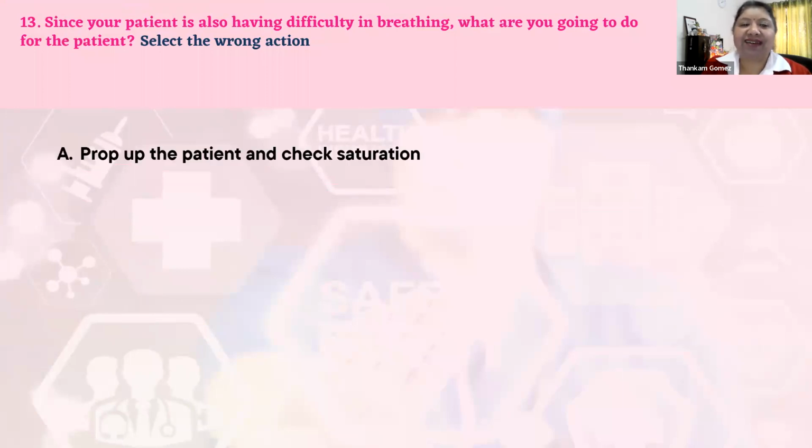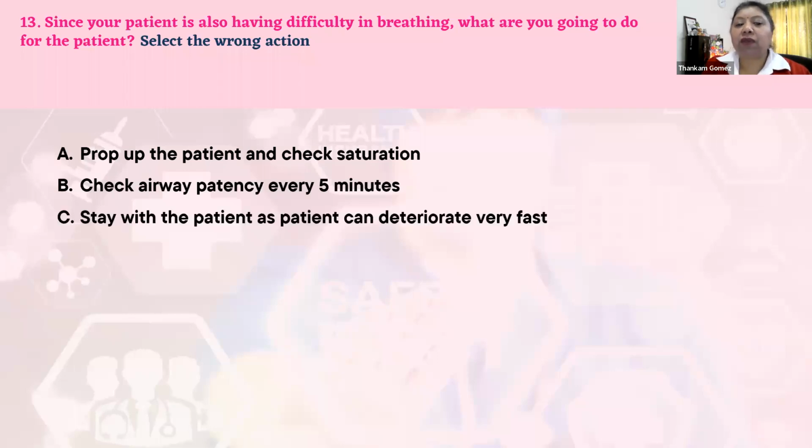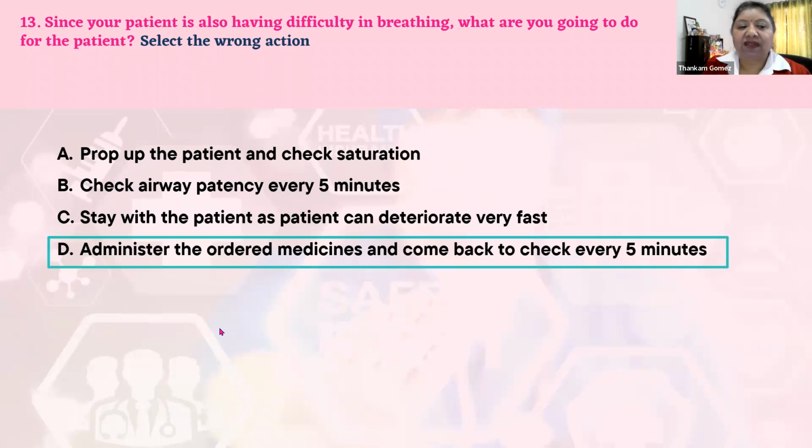Select the wrong answer. Prop up the patient, check saturation, check airway patency every 5 minutes. Stay with the patient as patient can deteriorate very fast. Administer the ordered medicines and come back to check every 5 minutes. Ouch. The answer also came. Okay, Hannah, quick finger, very good. You already picked up the right answer, D.